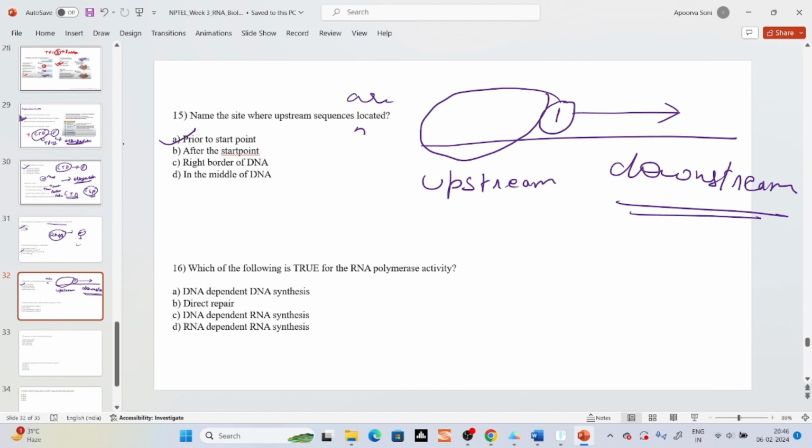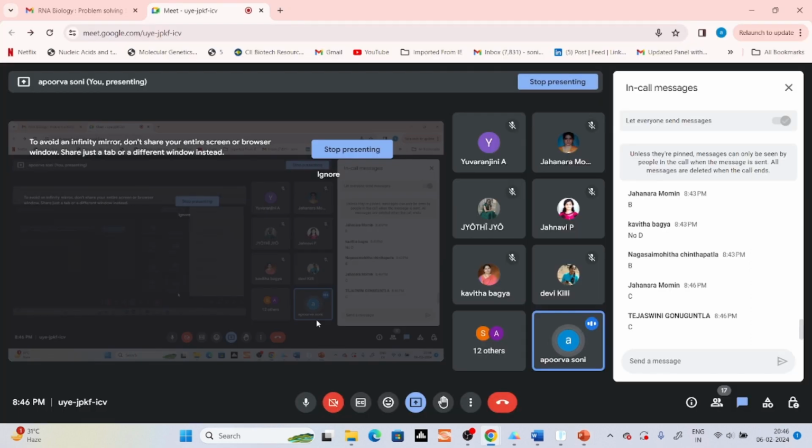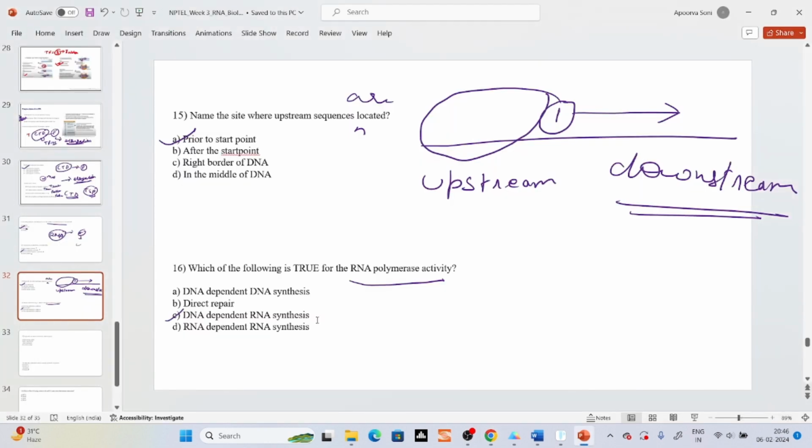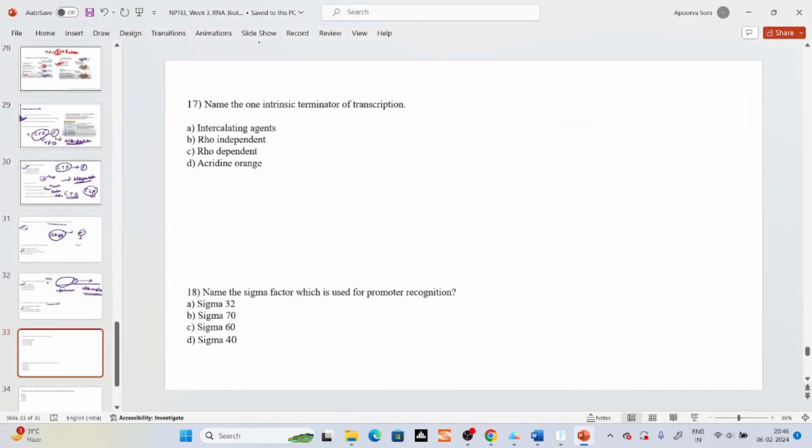Why? One important point is that here we are talking about RNA polymerase. Because we are studying transcription, we say it is C. But in general this question is a little incomplete, because RNA polymerase can be used for transcription and also for RNA replication. If it is transcription, then it is DNA dependent RNA synthesis. But if it is RNA replication, then it is RNA dependent RNA synthesis. So this question is a little incomplete. Anyway, the next question is, name one intrinsic terminator of transcription.